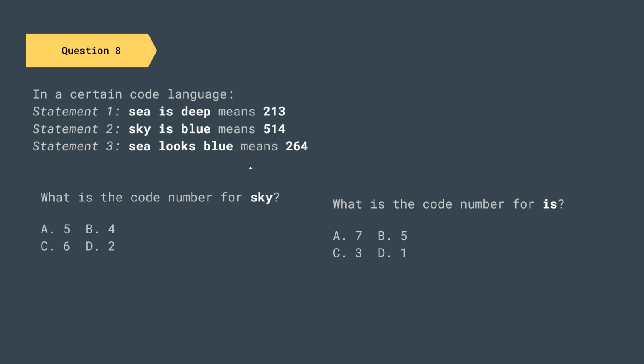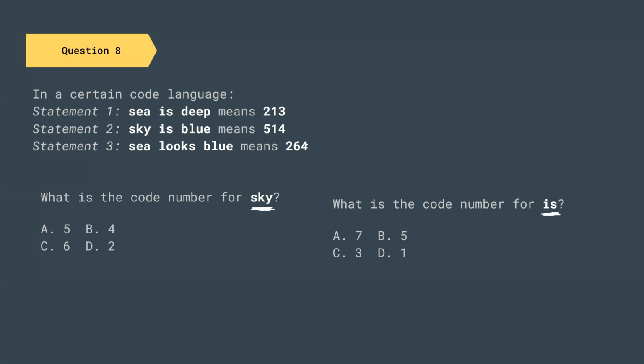So this is actually two questions clubbed together. They are saying that in a certain language, they have encoded "sea is deep" as 213, "sky is blue" as 514, and "sea looks blue" as 264. So you have to say what is the code for sky, and then you have to say what is the code for peace. So there are actually two questions, and I have clubbed these two questions. So let us see how we can approach this question.